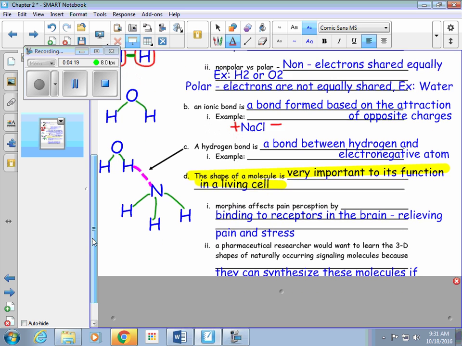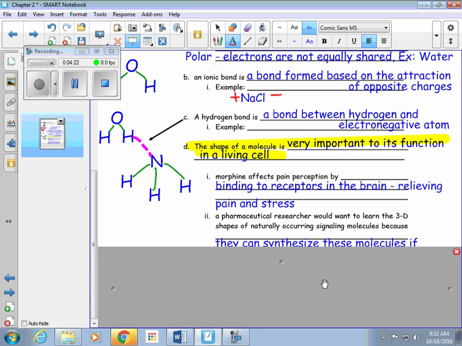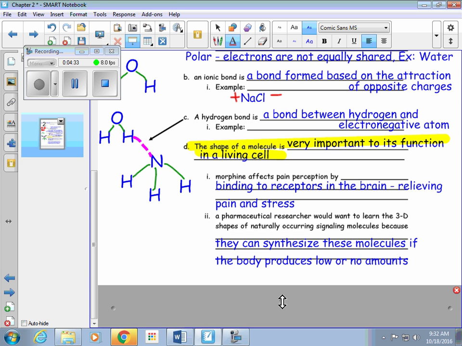Now, if you were a pharmaceutical researcher and you wanted to learn about the shape of a naturally occurring substance in your body, why would you want to do that? Why would that be important? It might come in handy so that drug companies could synthesize or make molecules that your body needs, but maybe your body produces them in low amounts, or maybe your body doesn't produce them at all, and you need those molecules. So maybe pharmaceutical companies would want to research the shape of molecules to understand how to make them for your body so that your body can function normally.